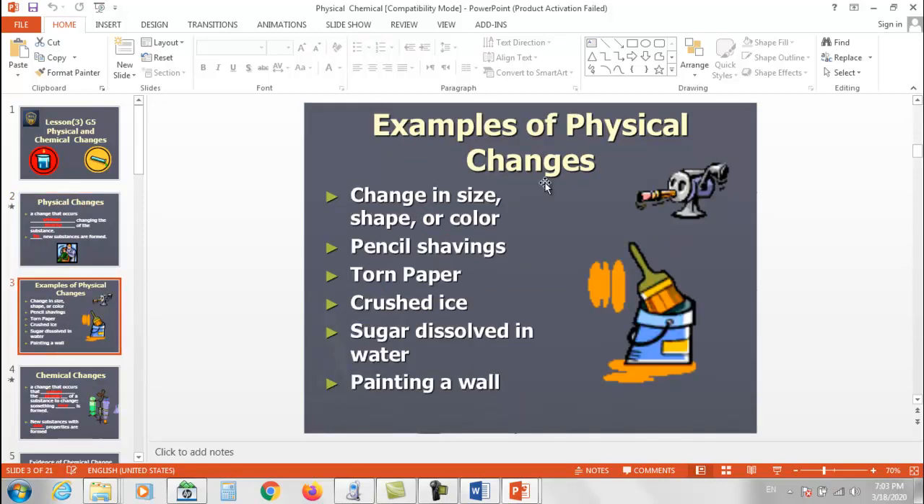What are the examples of the physical change? Change in size, shape or color, pencil shavings, torn paper or cutting paper, crushed ice. Excellent. Sugar dissolved in water, salt dissolved in water, painting a wall. We change the color only. Okay, so all of these are examples of physical change. So the physical change is the change in the shape only, without any change in the structure of the material.